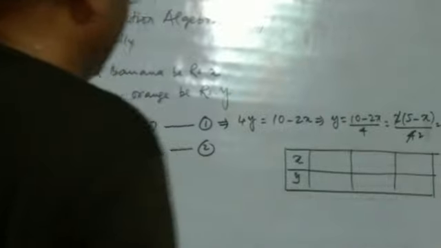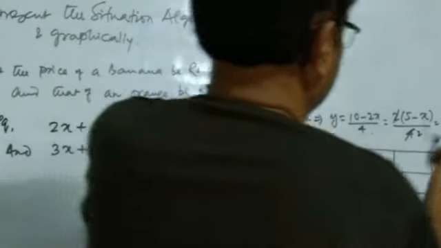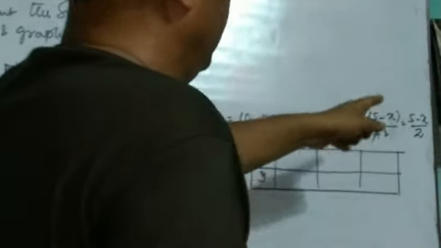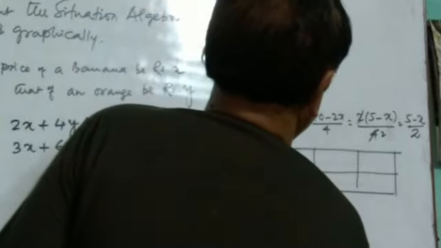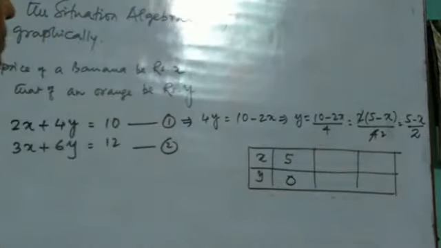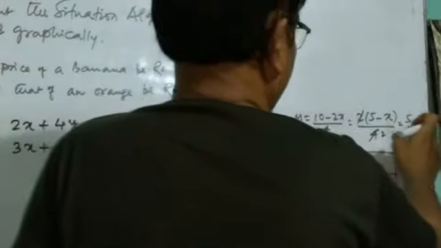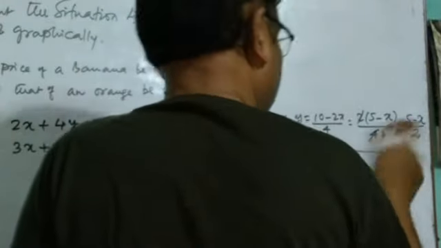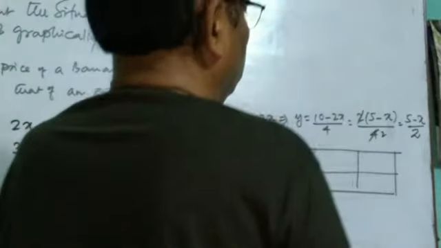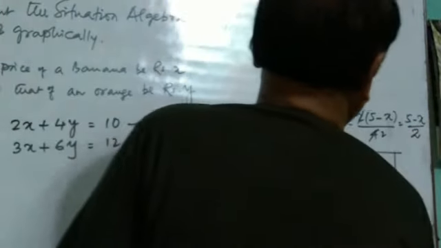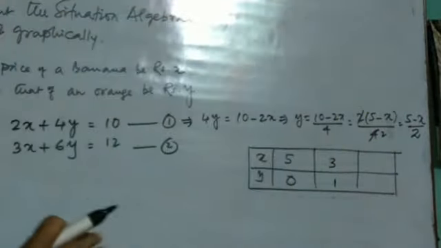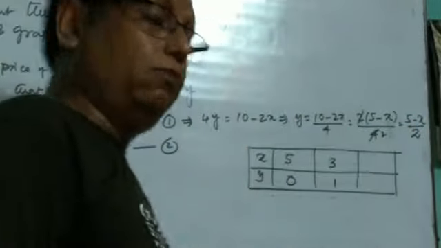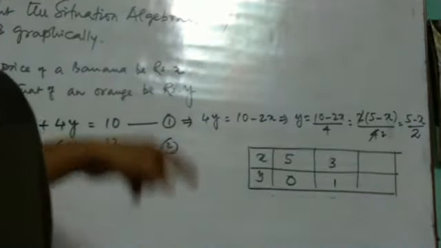You can take more than 2 values also, at least 2 values are needed. Now y equals 5 minus x by 2, x independent variable. Put x equals 5, you will get 0, so 5, 0. Now you can put x equals 3, you will get 1. So 5, 0, and by putting x equals 3, you will get 1. That is all about your equation number 1.